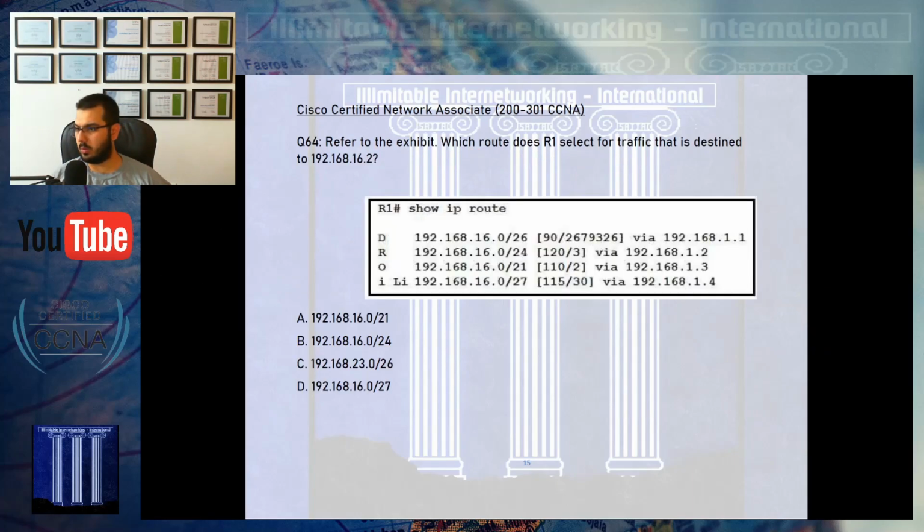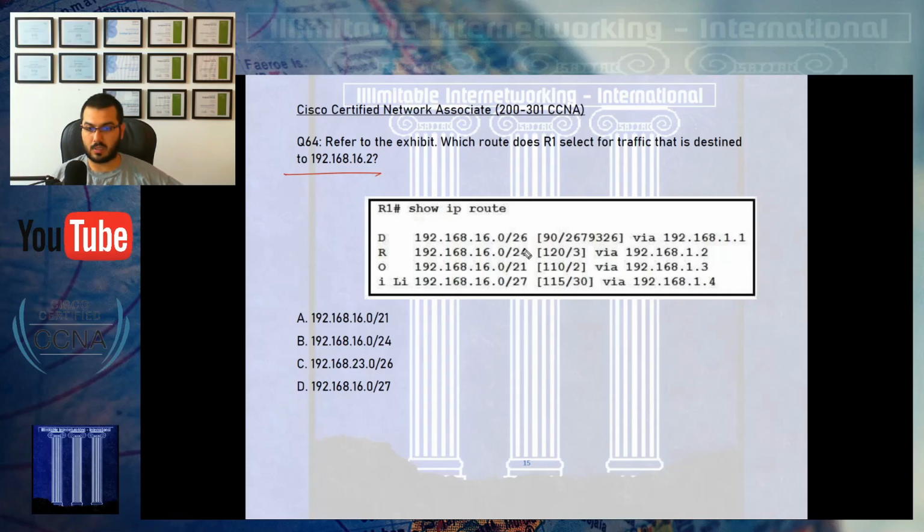Question 64 will be: refer to the exhibit, which route does R1 select for traffic that is destined to 192.168.16.2? So 192.168.16, all the entries right here match, but what we need is the longest match. Okay, so the longest match is better.